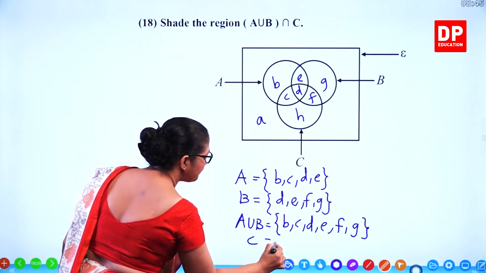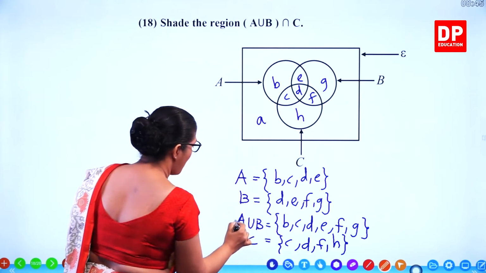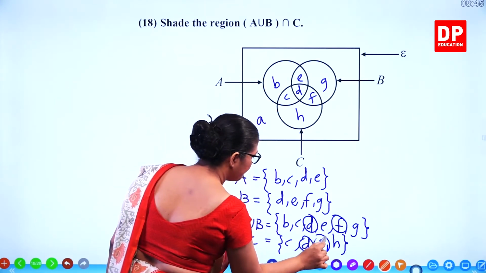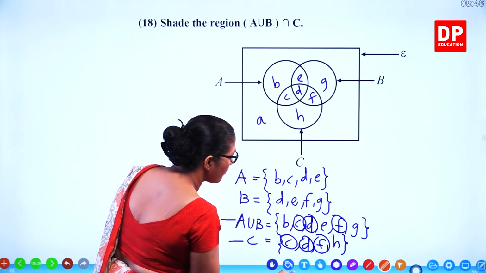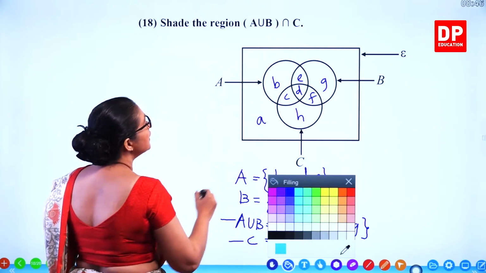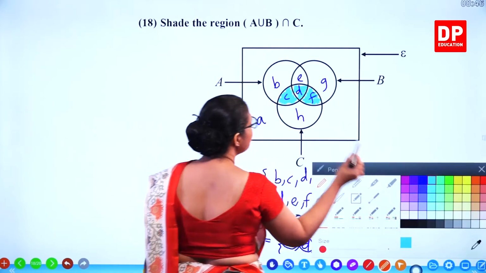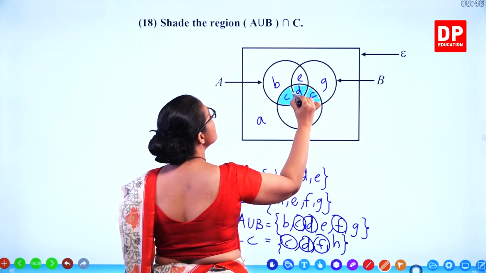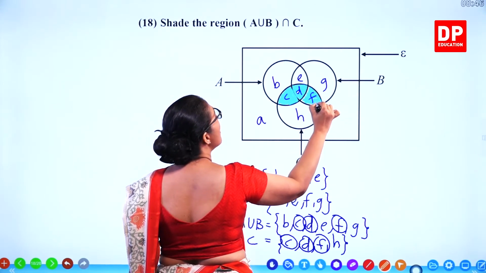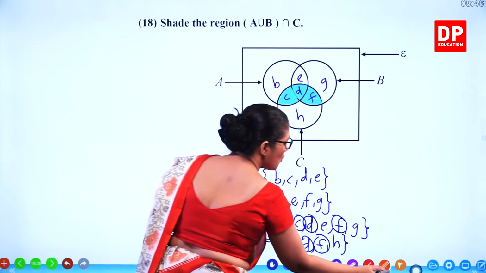Intersection C. So what is C? C is this region. C, D, F, H. Now we have to think about the common region for both. D is common. F is common. C is common. That's all. So CDF. So this is the region. So we can color this one. So properly, this region you need to color. So that's the common region for C as well as A union B. So you get 2 marks.